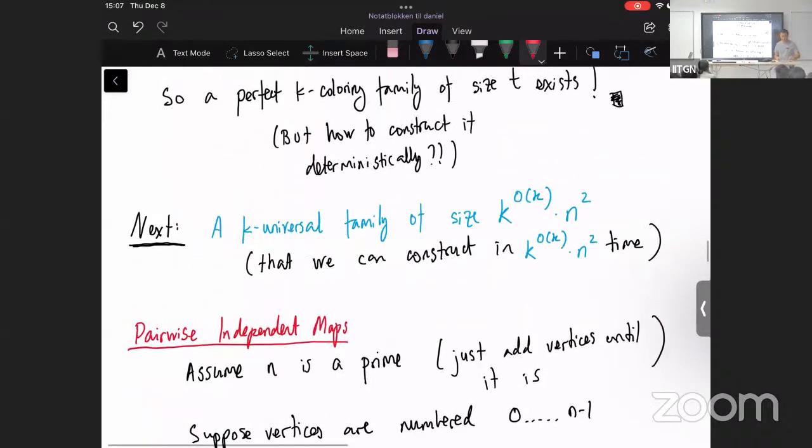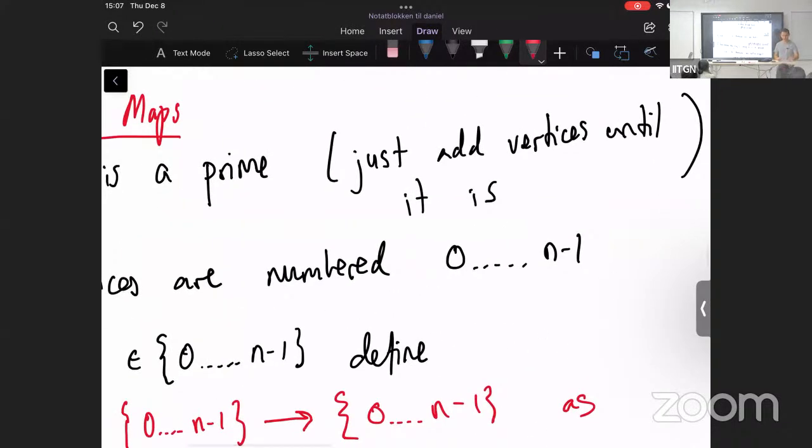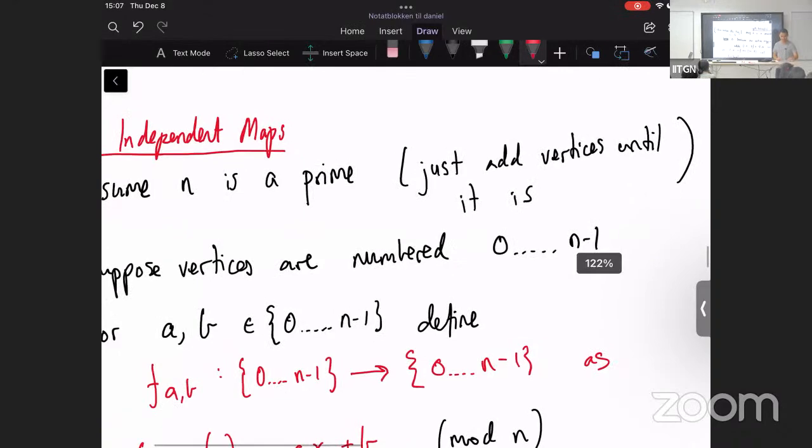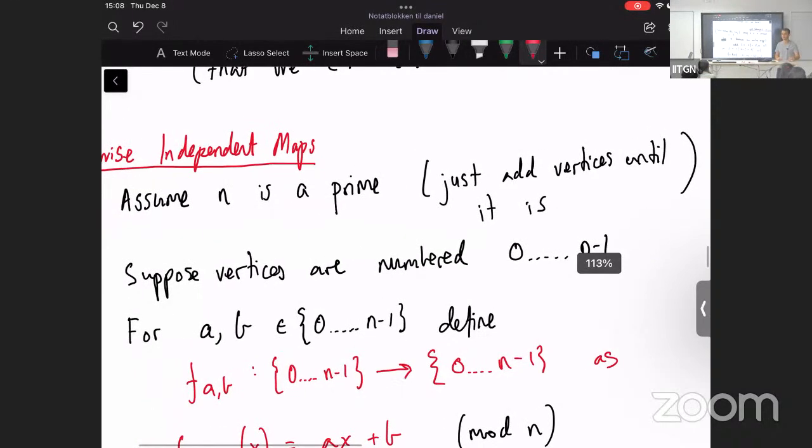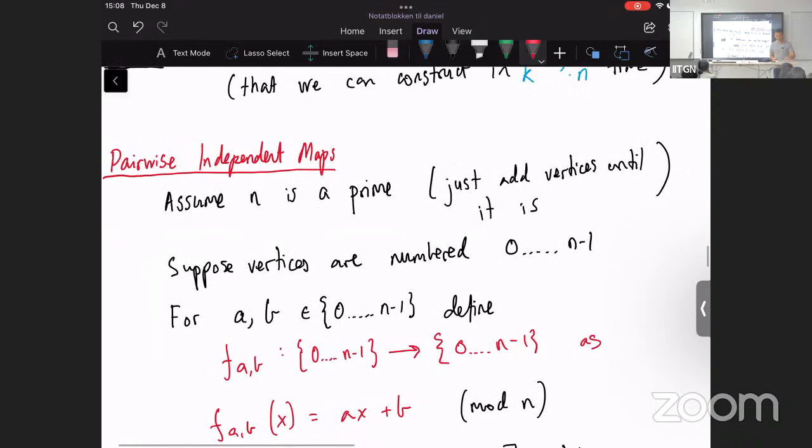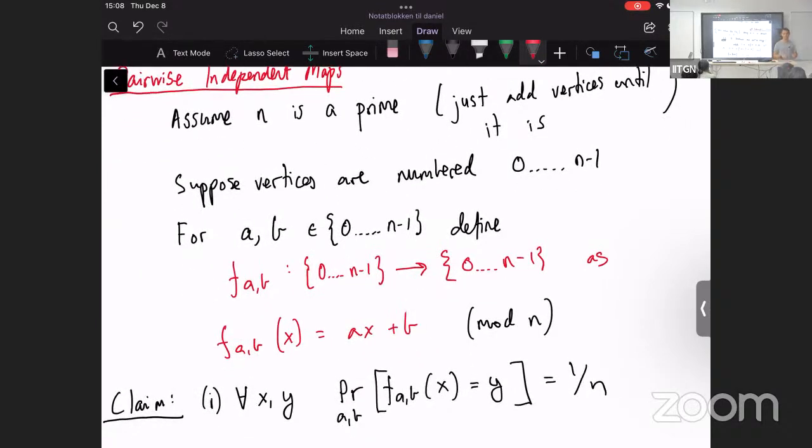And instead of numbering the vertices from 1 to n, let's number them from 0 to n minus 1. So I guess you can see where this is going. We're going to work mod n. And for fixed integers a, b from 0 to n minus 1, I will define the function f_{a,b} to be the linear function ax plus b mod n. So what f_{a,b} does is, of course, it shuffles my numbers around. Every number gets mapped somewhere, right?